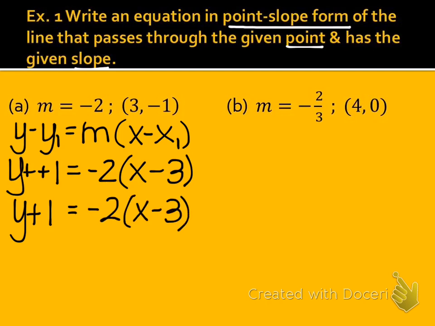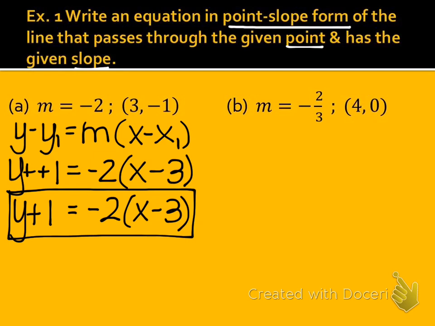Now, why is this as far as I have to go? Because they wanted the answer in point slope form. This is point slope form, and so we are finished. We don't have to go any further. We don't have to get y by itself. We don't have to distribute. We get to stop right there because they asked us for the equation in point slope form. Now, take a minute and work letter B with your table.